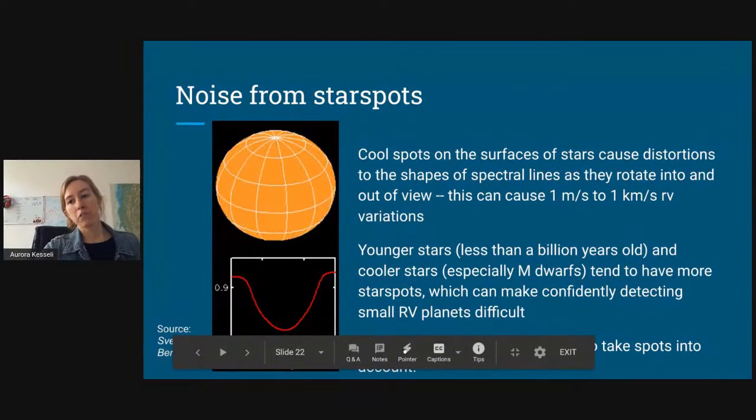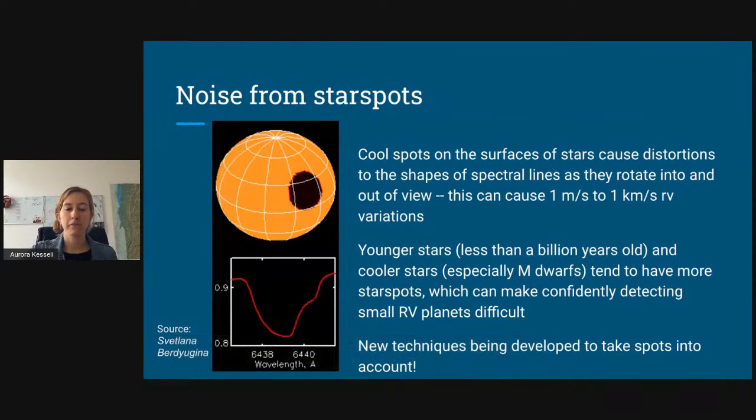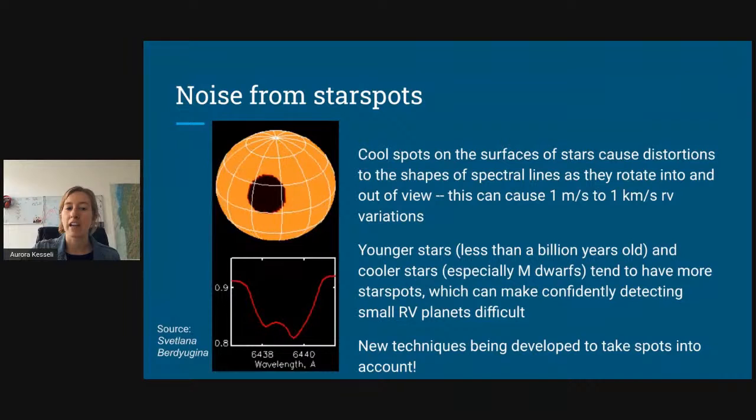And one of the biggest things that's a problem for radial velocity precision is starspots. This is really the biggest problem because a lot of the low mass stars that we really are interested in, because it's the low mass stars that will allow us to detect Earth-like planets in the habitable zone. Low mass stars have a lot of star spots on them.